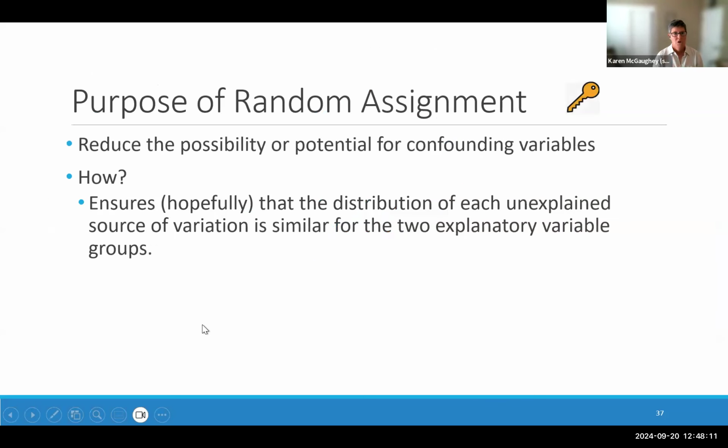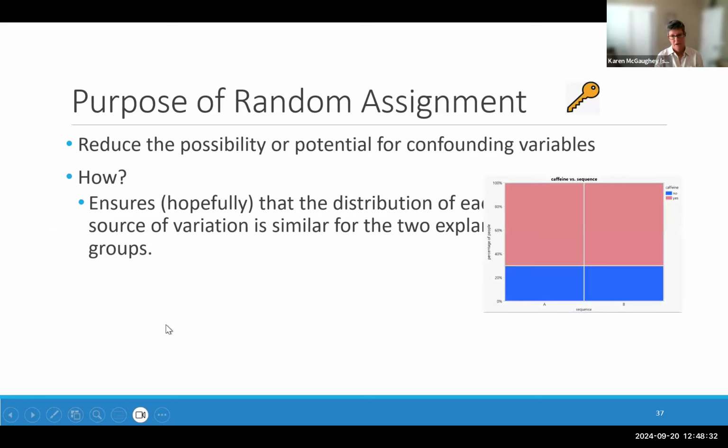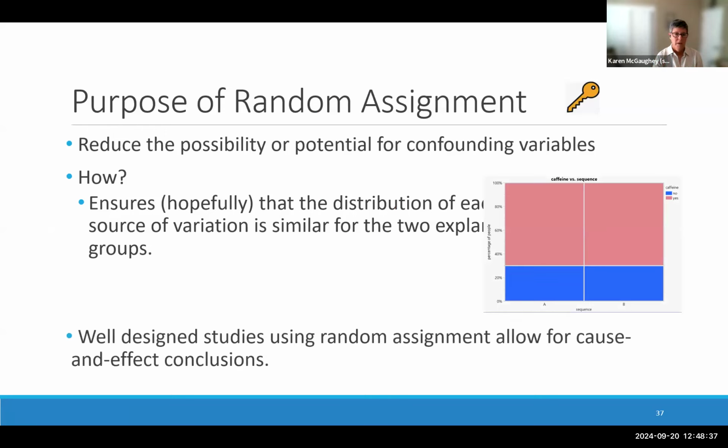All right, so random assignment reduces the potential for confounding variables. It does that by ensuring, hopefully, that the distribution of each unexplained source of variation is similar for the two explanatory variable groups. In the case of caffeine, hopefully it does something like this. And that means that in a well-designed study that uses random assignment, we can allow for the possibility of a cause and effect conclusion.